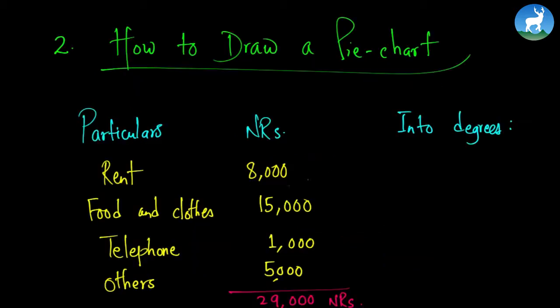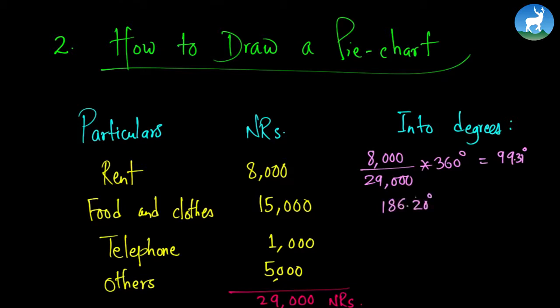So let's go back and convert each and every piece of information into degrees. Let's start. First one, 8,000. So what would you do? You would do something like this: 8,000 divided by 29,000 into 360 degrees. And how much is that? That is around 99.31 degrees. Now let's convert 15,000. 15,000 divided by 29,000 multiplied by 360, that's roughly 186.20 degrees.